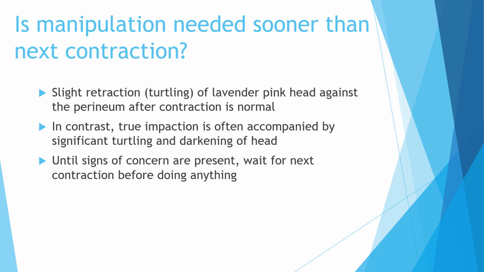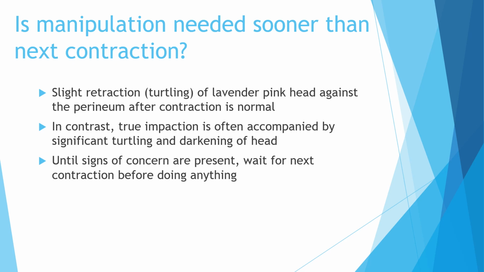So those are those things I was talking about, signs that the baby is showing stress, that there's a pretty significant shoulder dystocia present. It's not normal restitution. That's that slight retraction. You'll see a turtling, that the baby's face is squished against the perineum and the cheeks are really puffy, like the kiddo has got its neck stuck in a turtle sweater. It's a lavender pink head against a perineum after the contraction.